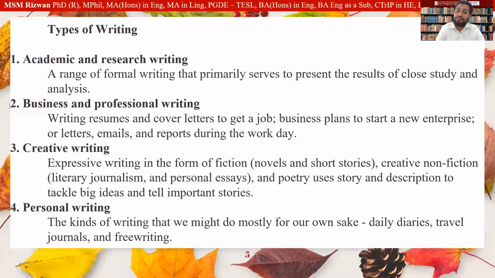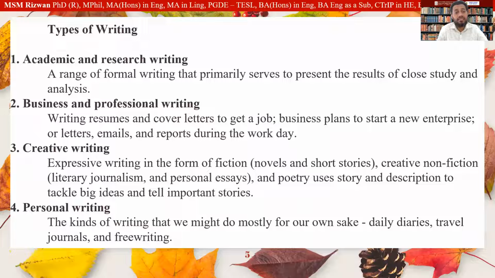Academic writing and research writing. Since you are reading HNDE, you have to work on academic writing. You have to follow the style of academic writing and research writing too. It means a range of formal writing that primarily serves to present the results of true study and analysis. There you have to use academic terms, academic vocabularies, right? In terms of the development of academic and research writing.